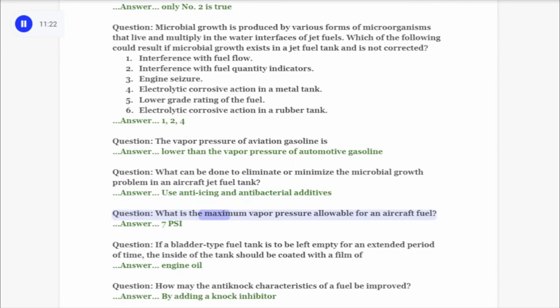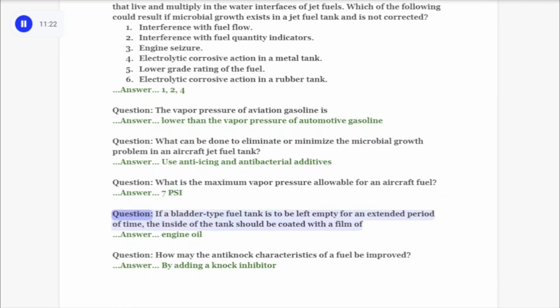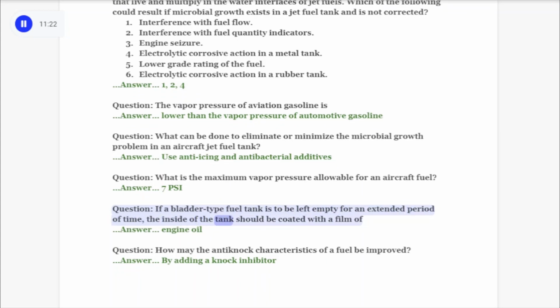Question: what is the maximum vapor pressure allowable for an aircraft fuel? Answer: 7 psi. Question: if a bladder-type fuel tank is to be left empty for an extended period of time, the inside of the tank should be coated with a film of. Answer: engine oil. Question: how may the anti-knock characteristics of a fuel be improved? Answer: by adding a knock inhibitor.